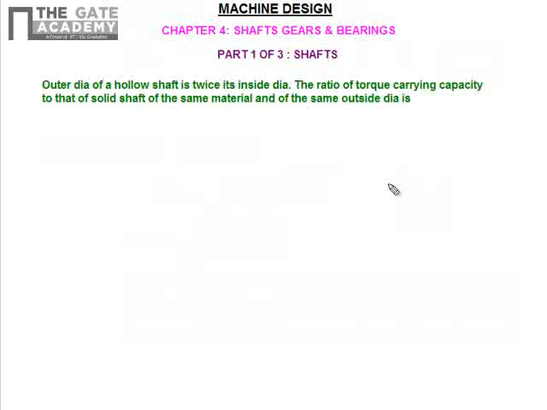Okay, now we'll see this problem. The outer diameter of a hollow shaft is twice its inner diameter. The ratio of torque carrying capacity of the hollow shaft to that of a solid shaft of the same material and of the same outside diameter is what? So what is torque carrying capacity? Okay, what we'll write out, what are the parameters given? The outer diameter is given as 2 times inside diameter, or K, which is di by do, is equal to 1 by 2.